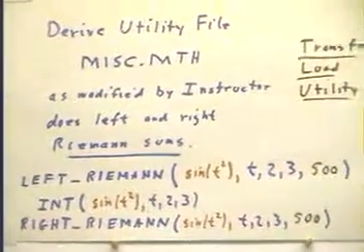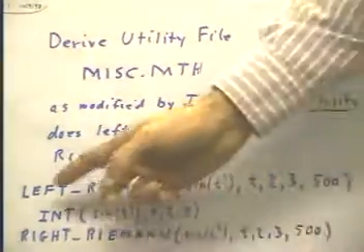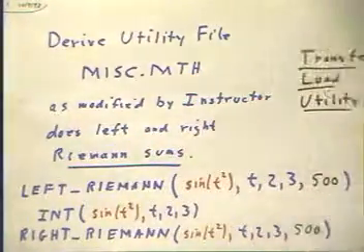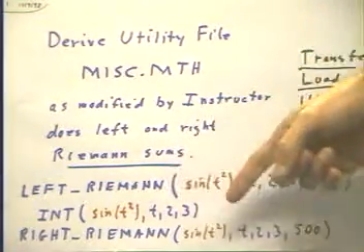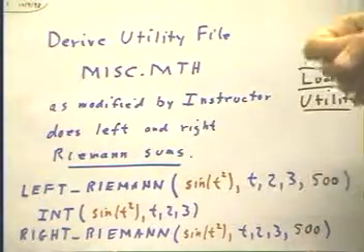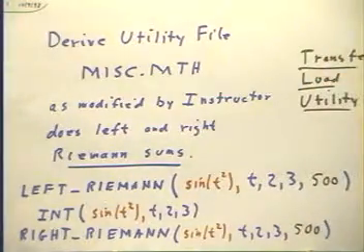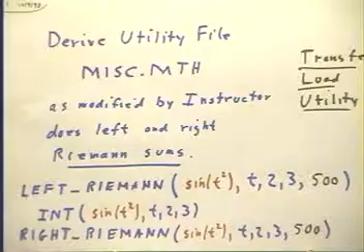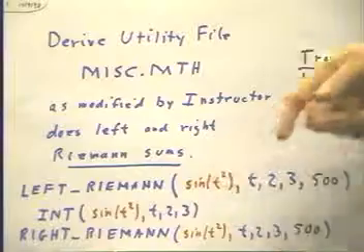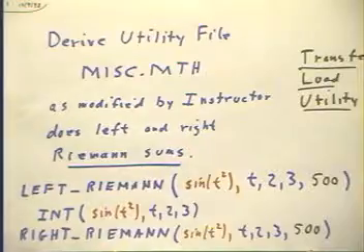Now, the syntax for the left and right Riemann sums is left, underline, Riemann. Let's say we want to do the left Riemann sum of the sine of t squared. We would put the function sine of t squared in there. Now, t is your variable, so we have to tell Derive that. And when we do a Riemann sum, of course, we do it between one t value and another. So let's say we want to do the sum between t equals 2 and t equals 3.